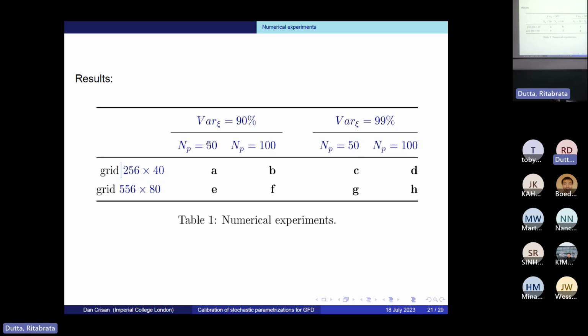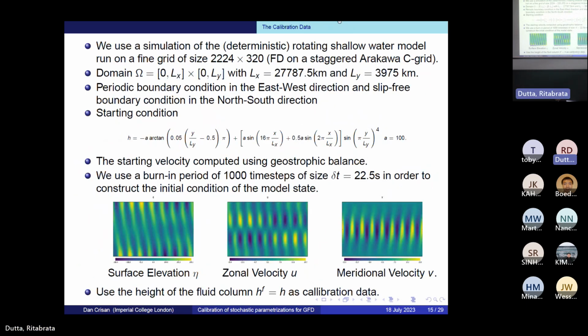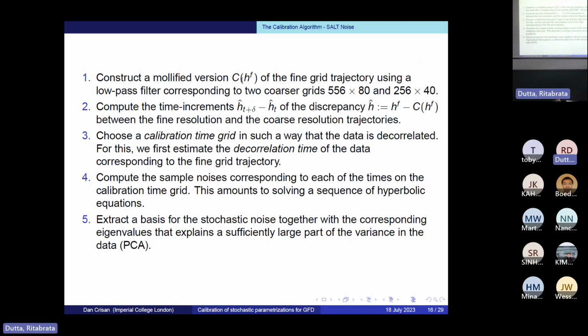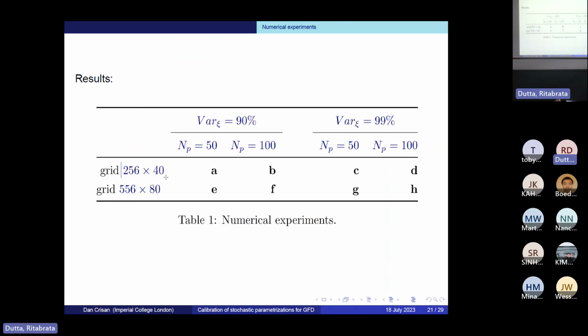And then when we run the simulations of the SPD, you will see simulations with 50 realizations of the SPD and 100 realizations of the SPD. And then the coarsening is done from this fine grid to these 2 grids, 256 by 40 and 556 by 80. We divide everything by 4 for this one and everything by 8 for this one. That's the coarsening that is done. So for each of these choices, we have one experiment.